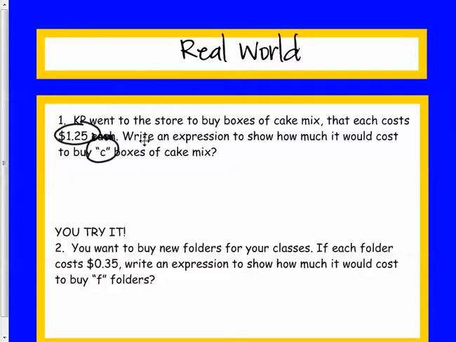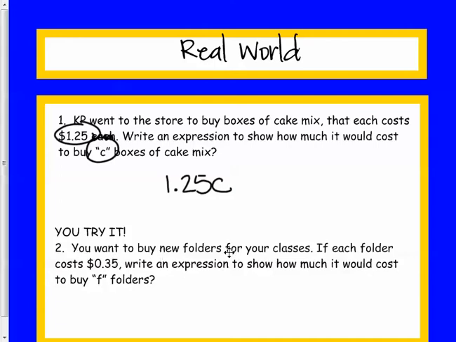So we know how much each cake mix costs, but we don't know how many I'm buying. So these cost $1.25 each, and I have C amount of cake mixes. So if I take $1.25 times, let's say 7, that would give me the price. So it's $1.25 times the C boxes of cake mix. You try this one, and I'll be back in just a second to show you what I did.